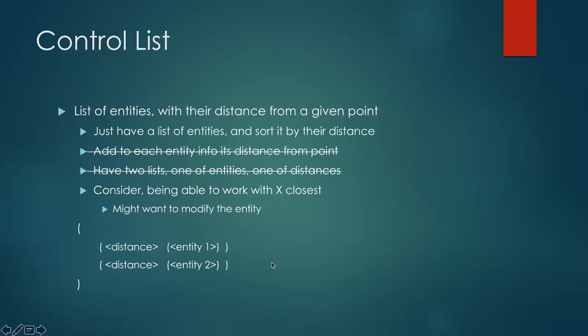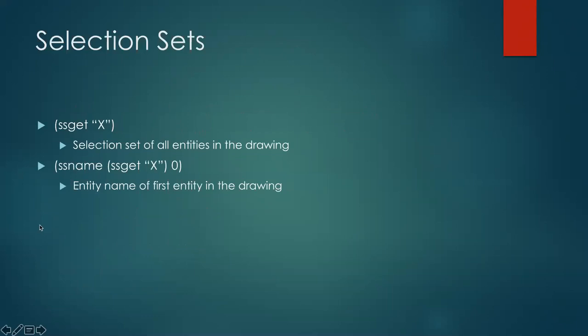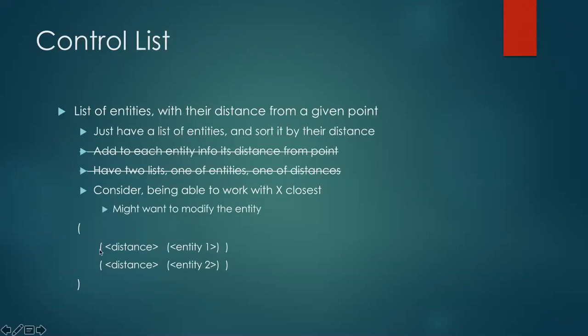So that really simply means that I'm going to end up with something like this. I'm going to end up with an overall list, and each member will be its own list of nothing more than the distance and the entity. It'd be very simple. So if I can create this sort of ad hoc list, I can sort it by that distance number.